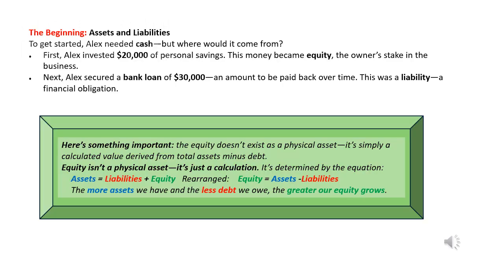To get started, Alex needed cash and secured $20,000 from personal savings, representing equity. Additionally, Alex obtained a $30,000 bank loan, a liability to be repaid. This initial funding was crucial for launching the bakery.